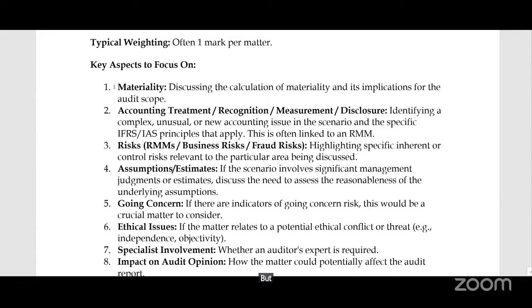But how do you remember this? Always start with materiality. How material is the thing? What did the IFRS say? Are you getting it? So, like, what did they do wrong? What did the IFRS say? Is it material? What has it led to, an understatement or overstatement? Then you consider other matters like ethics, going concern. If you need a specialist and so on and so forth.